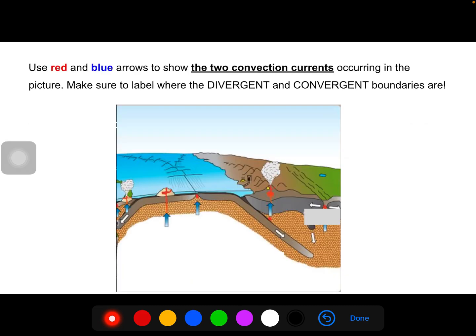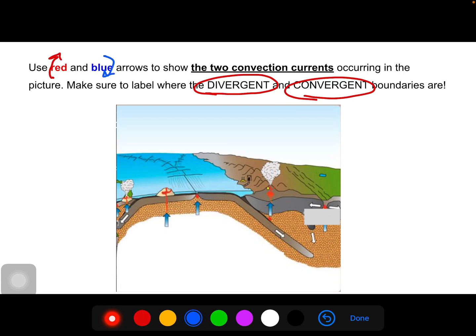So the last thing here is you have this diagram and you're working to figure out where exactly the convection currents are underneath the earth. So look closely and find divergent and convergent boundaries on the surface, and then draw in your warm rising arrows to match and your cool sinking arrows to match, putting convection in the right location.